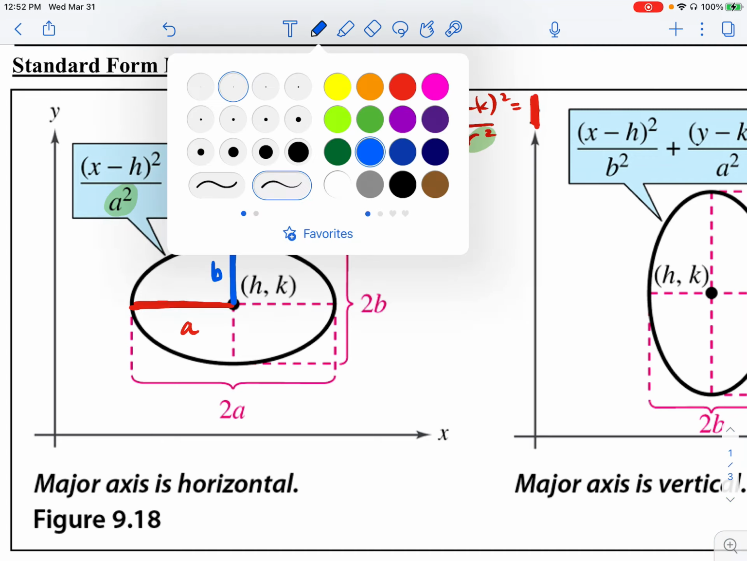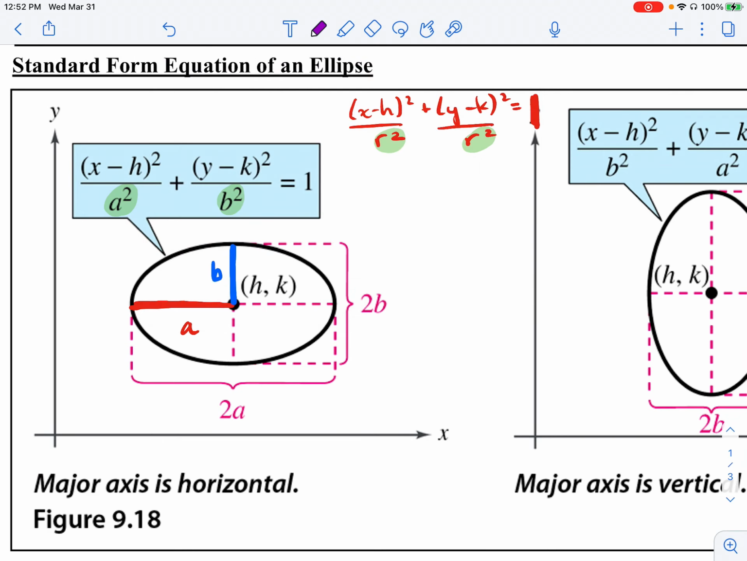One of the biggest distinctions that I can make here is about A and B. It's important for us to note and remember that A always represents the distance from the center to your vertex right over here. So if that is the case, A always lies on the major axis. A always lies on our major axis. And we're going to say that A is always the larger value.